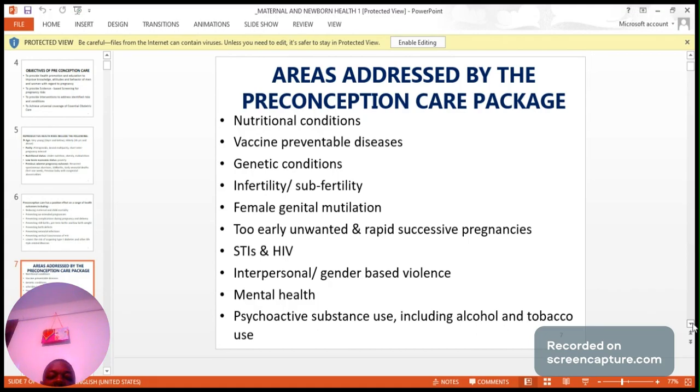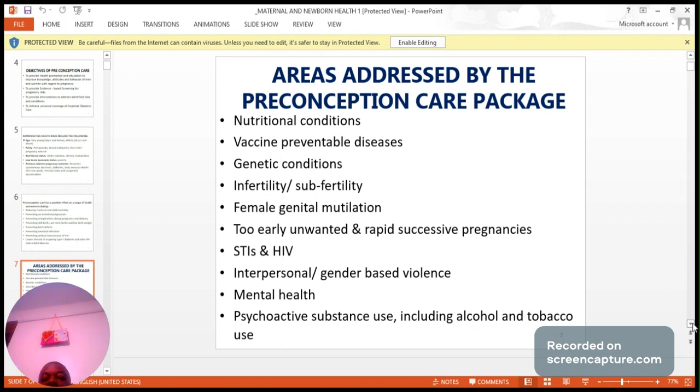STI and HIV, interpersonal gender-based violence, also mental health, in a way that the mother is also considered in case of any non-physical or inappropriate mental state in terms of stress, depression, mood disorders. Okay, so these are also checked.